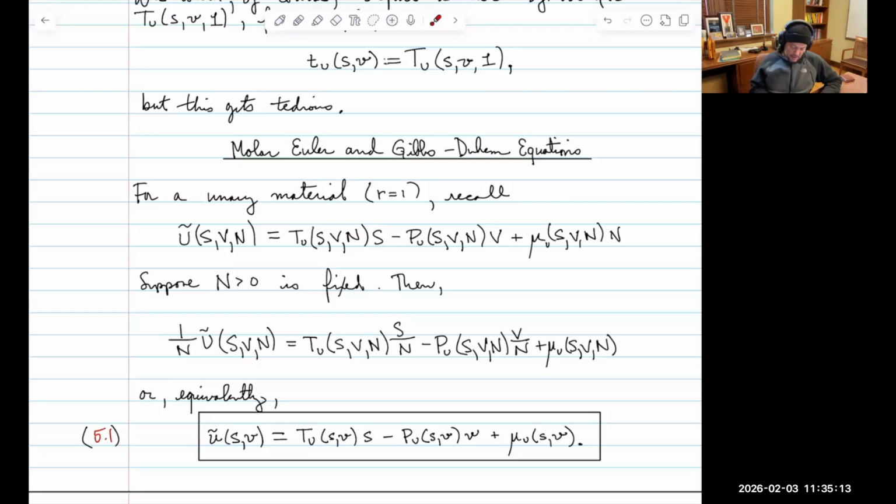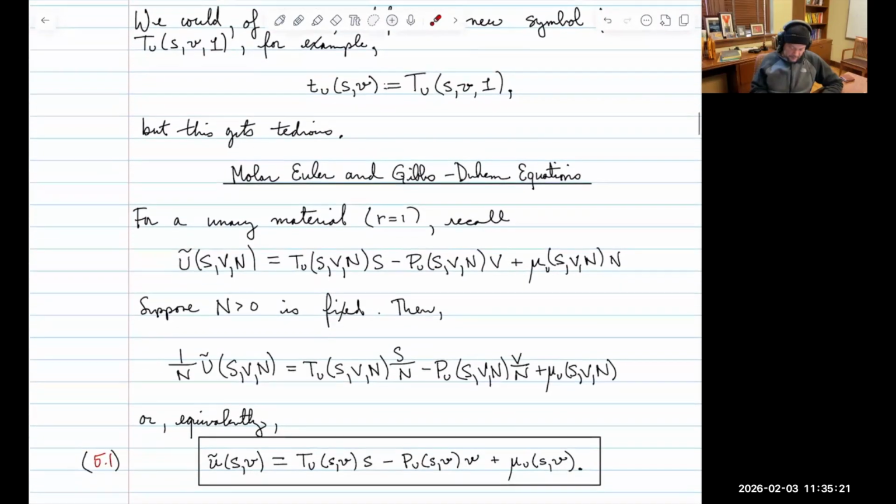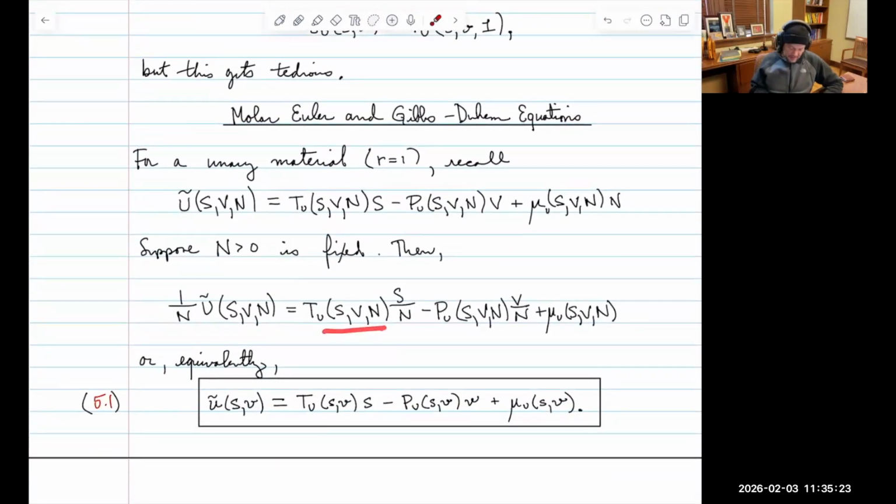Now, what do we do with this variable here? Well, we can immediately replace this with that, and then we're going to use our abused notation. So this term simply becomes T of lowercase s, lowercase v. Same with P, same with mu. There's no difference really with those variables. All that we're using here is the property that those are homogeneous of degree 0 variables.